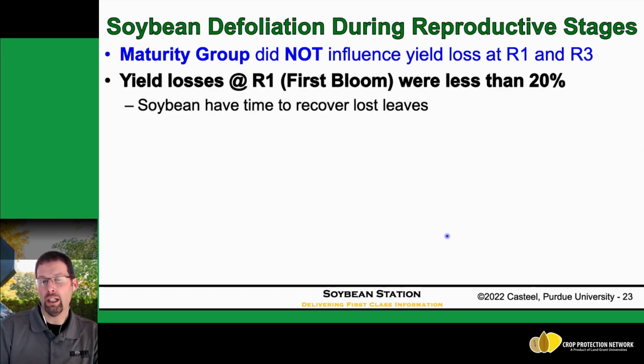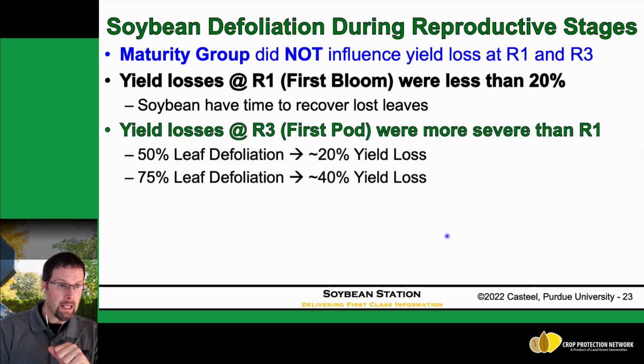Yield losses at R1 were less than 20%. That was at the greatest defoliation, or taking away all the leaves. We had a loss of 20%. But if we only had 50% taken away, it's on the order of maybe 5 or 6% yield loss. So nothing really to worry about, essentially. Yield losses at R3, or that first pod, were definitely more severe than R1. Examples I have here is when we had 50% leaf defoliation, we equaled about a 20% yield loss. We had 75% defoliation, yield losses were closer to 40%. They continue down that track.